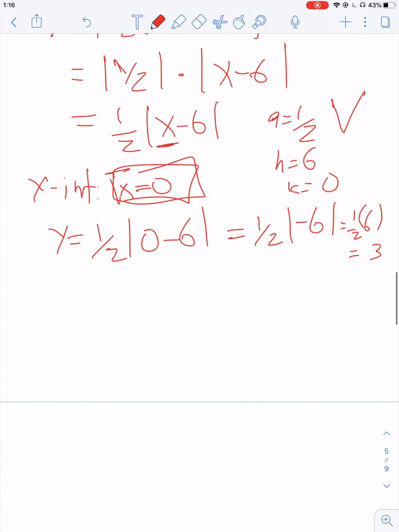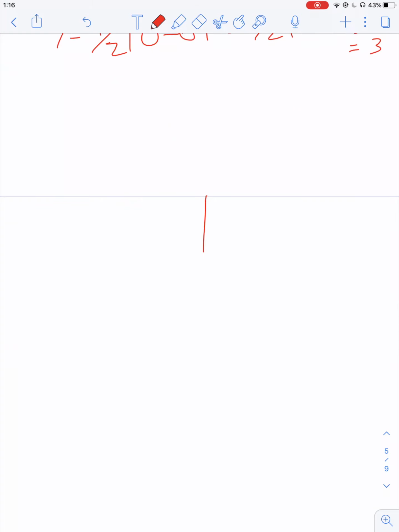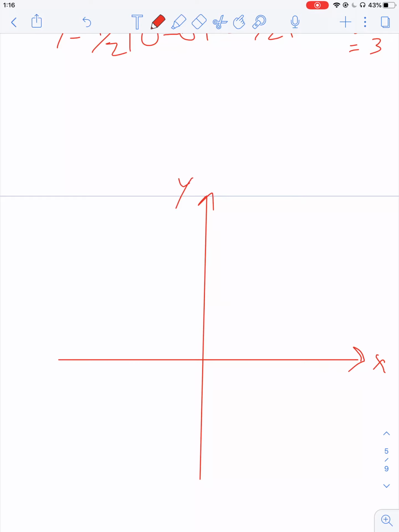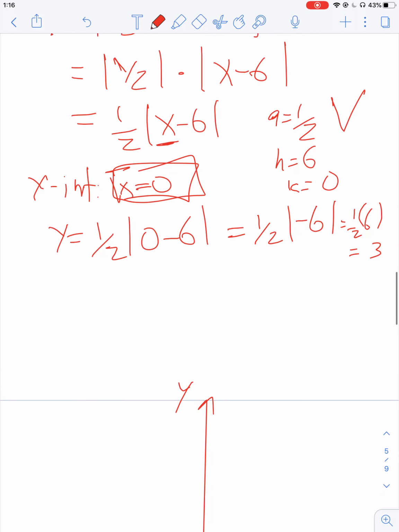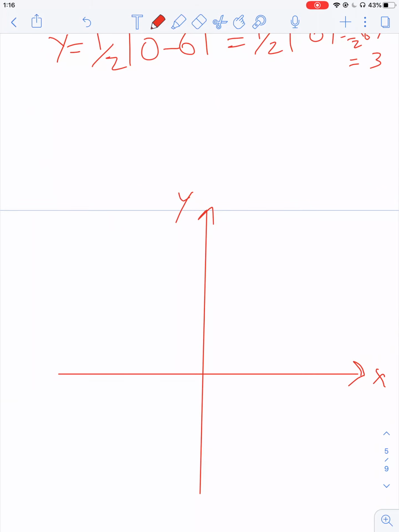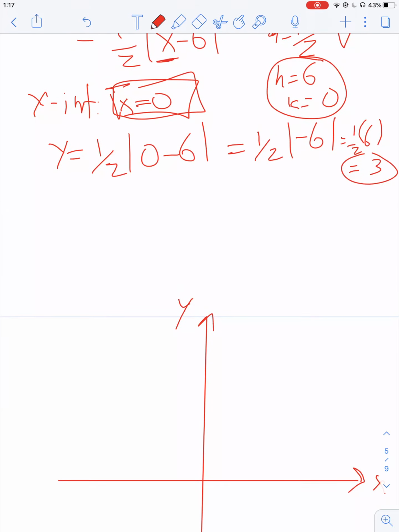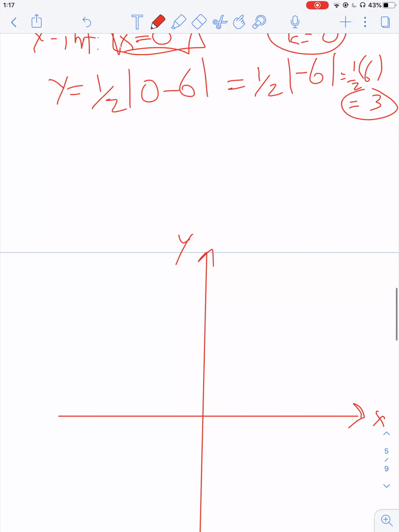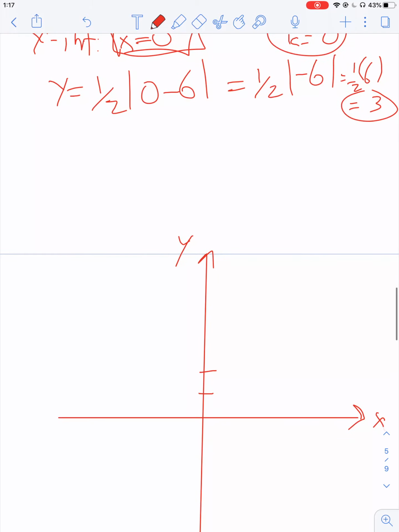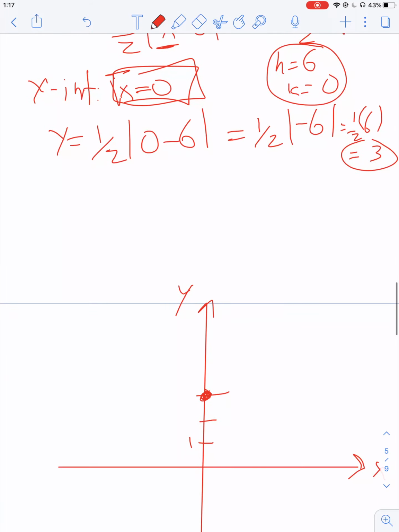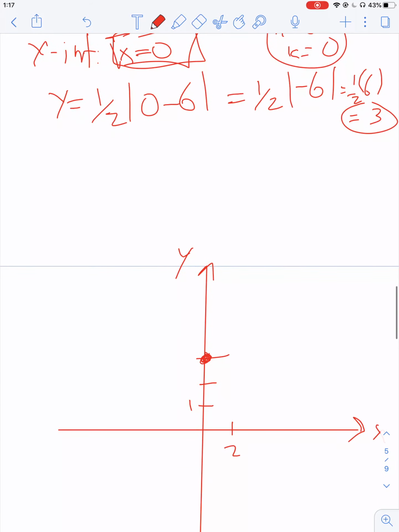Okay, so why don't we graph this very quickly? So this is my x, this is my y, and right. So my vertex is 6, 0. So again, you can scale this however you want, and my y-intercept is 3. So if you want 1, 2, 3, right? So if this is 1, this is 3, so this is my y-intercept, and I'm just going to scale this by 2. So this would be 2 and then 4 and then 6.